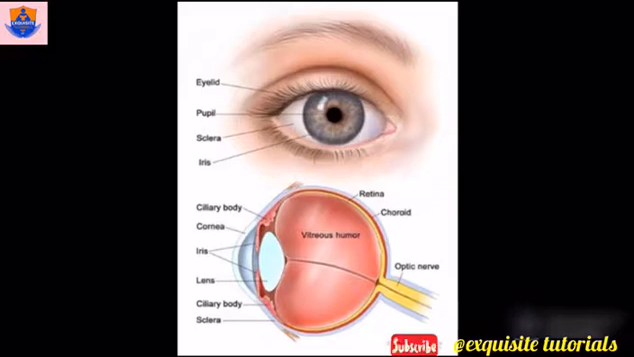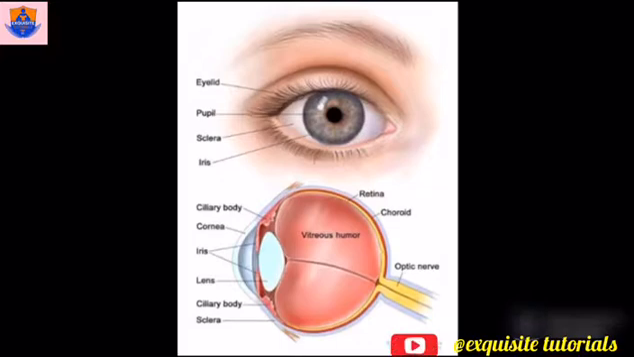Now, the cones are more concentrated in a small depressed area of the retina called the fovea centralis, which is the most sensitive spot. Now, the fovea centralis is also called the yellow spot. Now, below the yellow spot is the blind spot. This blind spot is devoid of sensitive cells, but it is the point at which the optic nerve leaves the eyes.